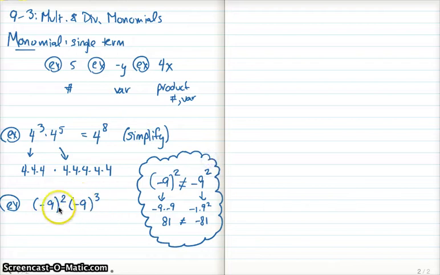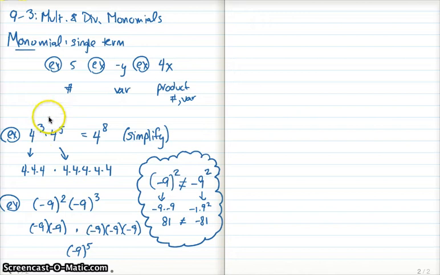Okay, so we need to keep the parentheses. They do matter. So let's say I have negative 9 times negative 9 here, and over here I have negative 9 times negative 9 times negative 9. I'm multiplying these together, so how can I simplify it? Well, I have 1, 2, 3, 4, 5. This is negative 9 to the 5th power. So again, this is simplified. Do you notice a pattern here?